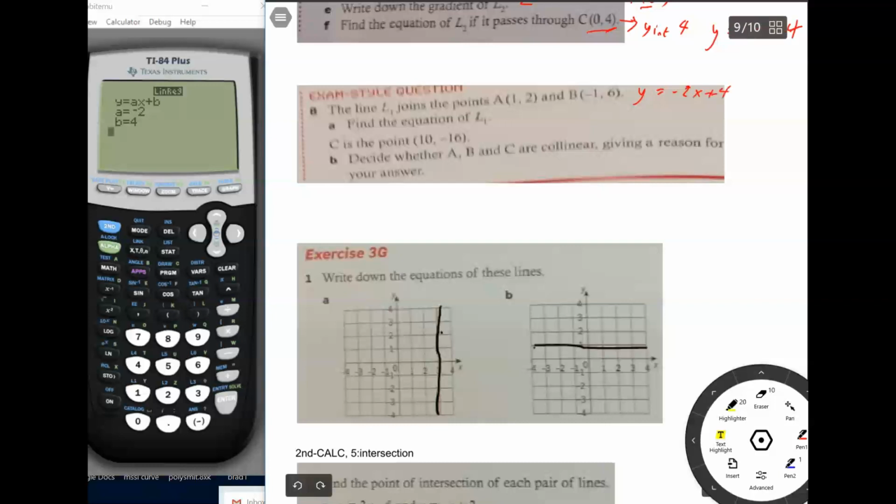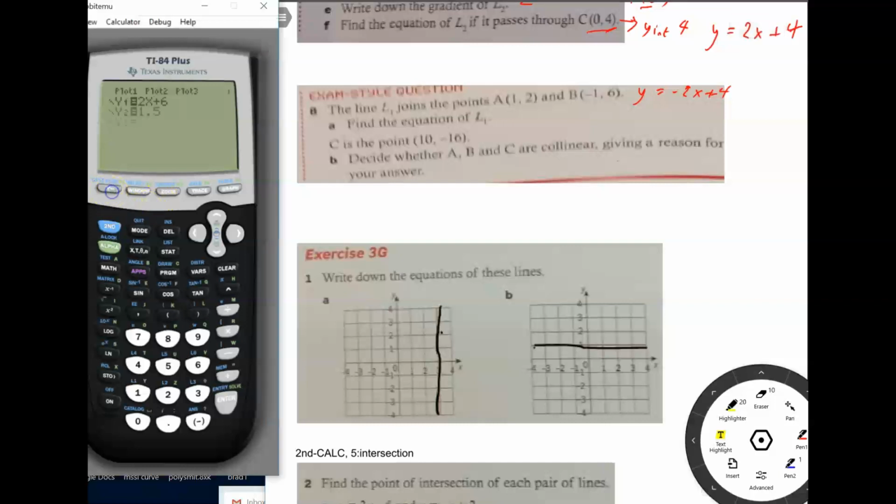C is the point 10, negative 16. Decide whether A, B, and C are collinear, giving a reason for your answer. The best way to do that is to program the equation that we know, which is negative 2x plus 4, in the calculator, and then we'll check the table to see if all these are collinear or not. So negative 2x plus 4 is the equation, and then I'm going to delete this one. And then I'm going to look at the table.